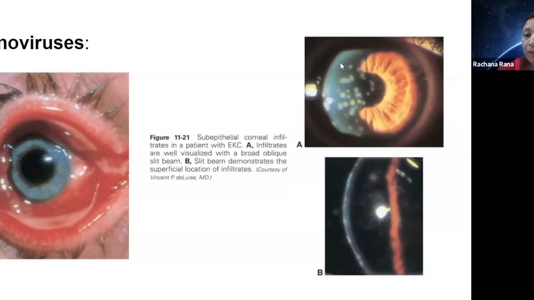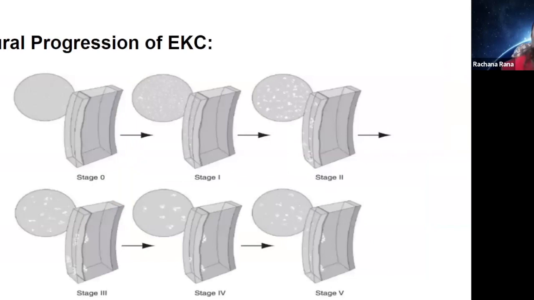This is a nummular keratitis in the cornea, and this can be clearly seen in the broad oblique slit beam. I request residents to look in the broad oblique slit beam so that we can see the location of the infiltrates. It's a very beautiful picture in the slit beam. This is actually the natural progression of epidemic keratoconjunctivitis.